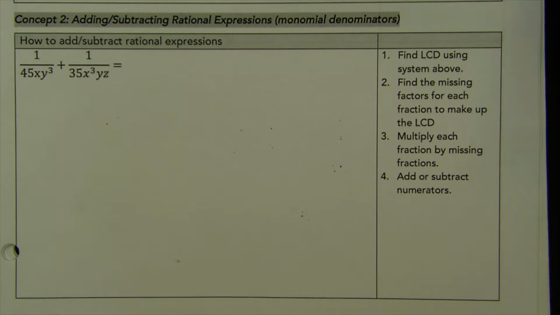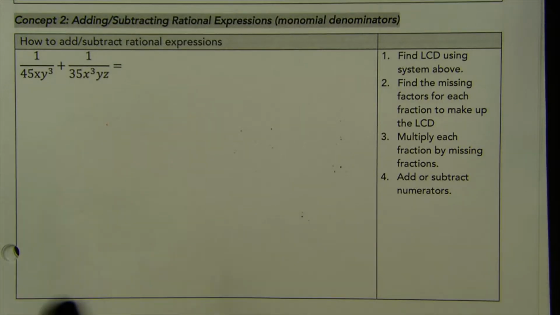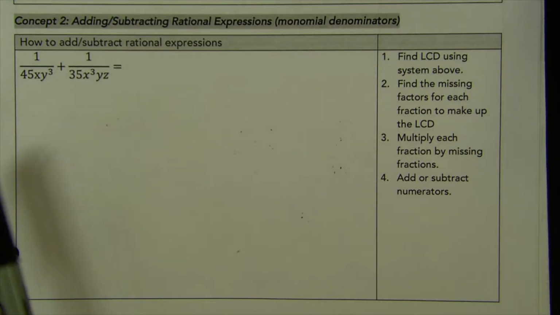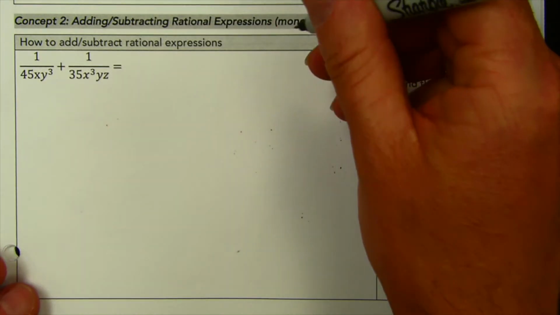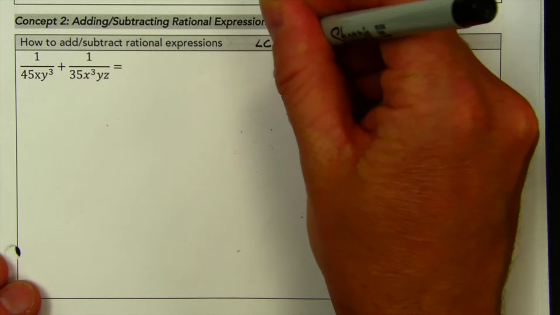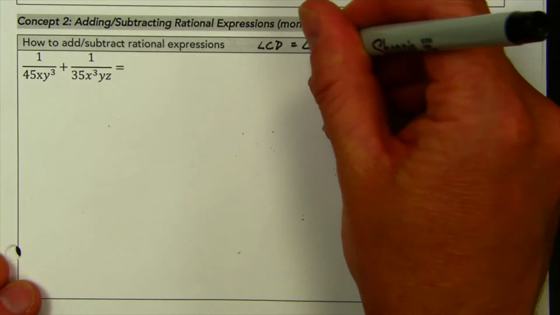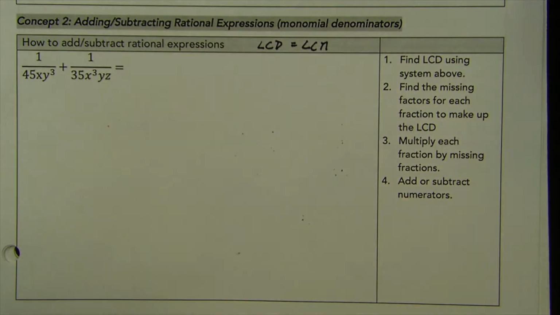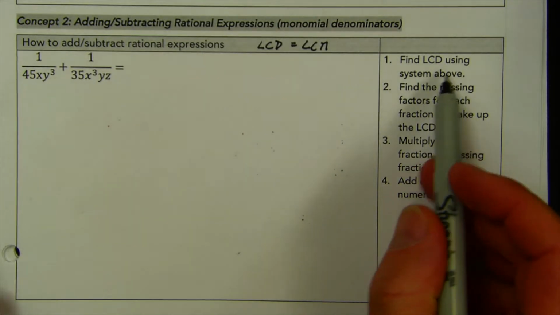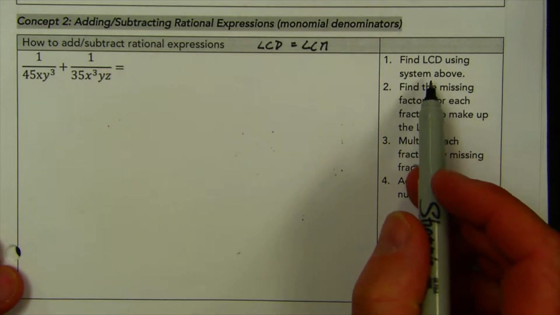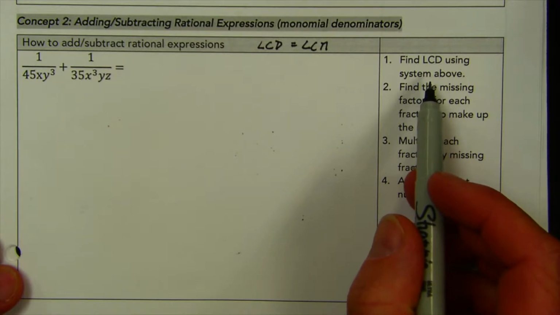Okay, well, let's get back to math here. So now we're going to add and subtract rational expressions. So now we're going to look for the LCD, okay, which is basically LCM, but with fractions. All right. Well, let's get through the first step. So find the LCD using the system above. So we're going to do the LCM.